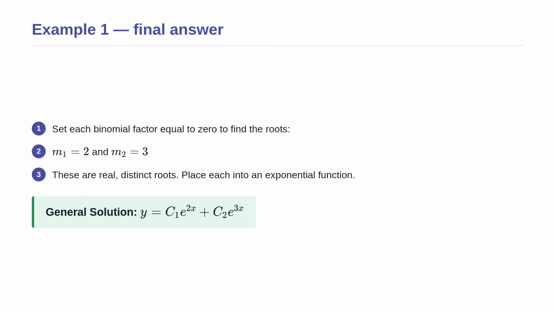Because we have two real distinct roots, we use the first rule we learned for building the solution. We place each root into its own exponential function and combine them with arbitrary constants. This gives us our final general solution. Physically, because both exponents are positive, this represents a system whose response grows exponentially over time, moving further and further away from its starting point.